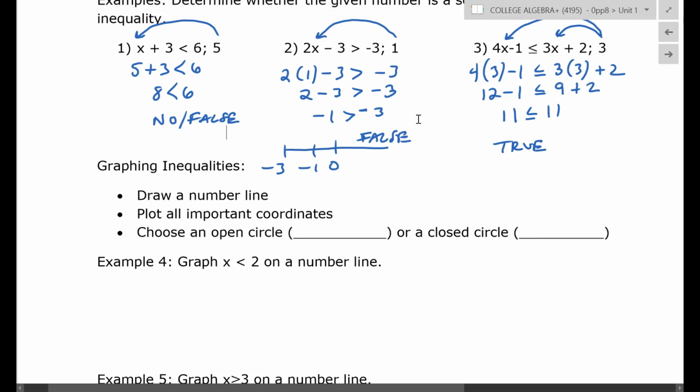Are you good? All right. You said this one was true, you're right. This one was true. You're right, that one was true, this one was true, this one was false. Good. Any issues? Happy? All right.